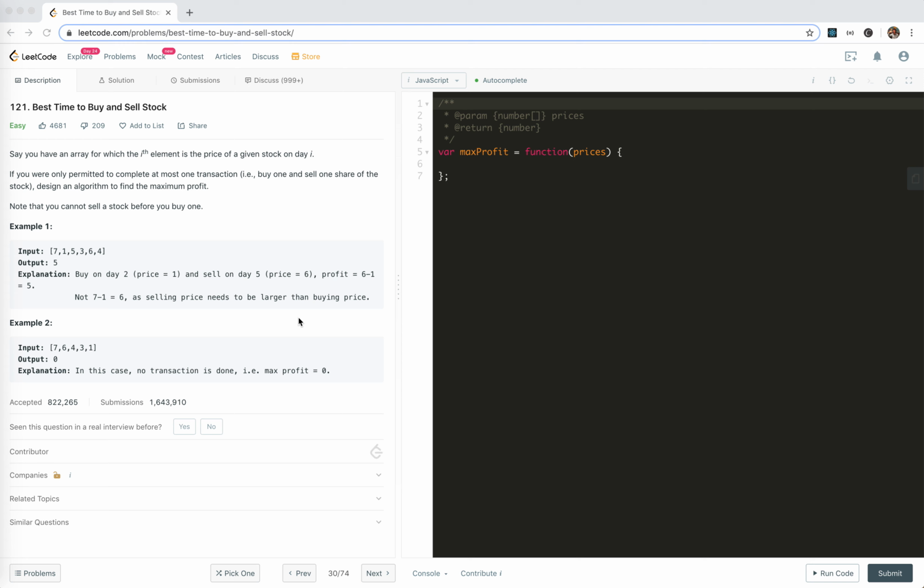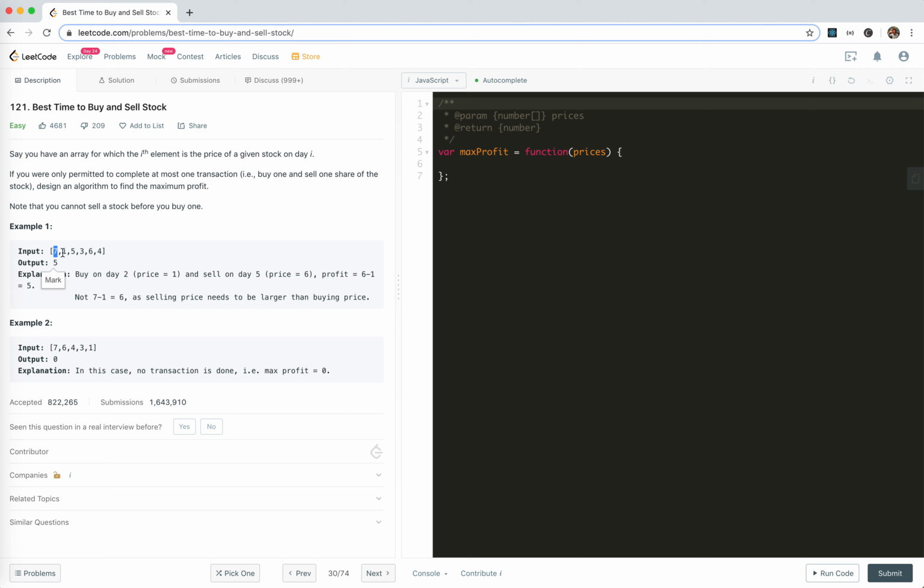In this video, I'm going to take a look at the Best Time to Buy and Sell Stock, which is the easy one. We have an array where the ith element is the price of a given stock on day i. We are only permitted to complete at most one transaction, buy one and sell one. This is an algorithm to find the maximum profit. You cannot sell a stock before you buy one, so the order matters. We need to return the profit.